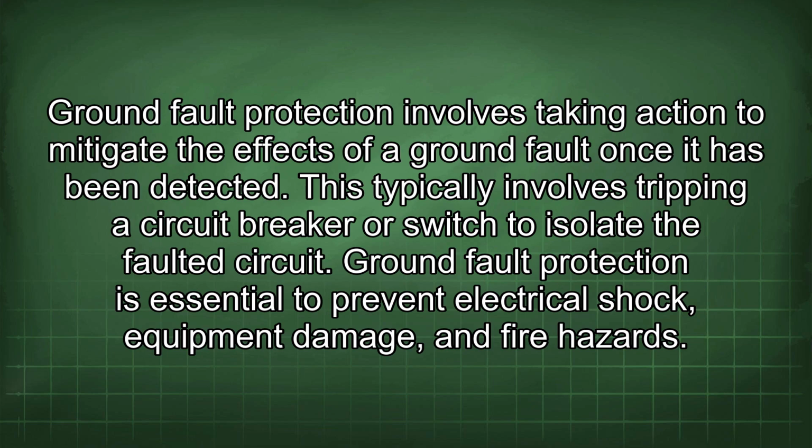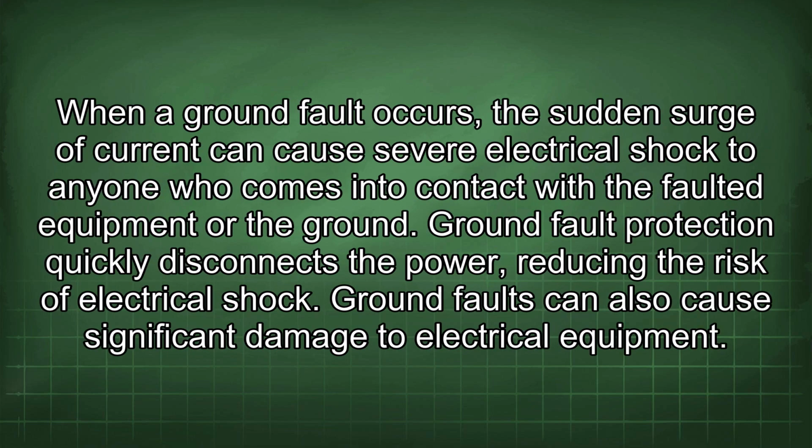Ground fault protection involves taking action to mitigate the effects of a ground fault once it has been detected. This typically involves tripping a circuit breaker or switch to isolate the faulted circuit. Ground fault protection is essential to prevent electrical shock, equipment damage, and fire hazards. When a ground fault occurs, the sudden surge of current can cause severe electrical shock to anyone who comes into contact with the faulted equipment or the ground. Ground fault protection quickly disconnects the power, reducing the risk of electrical shock.